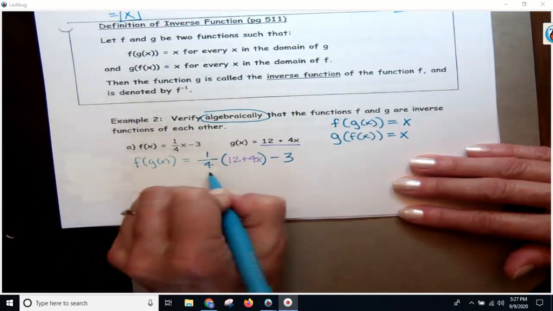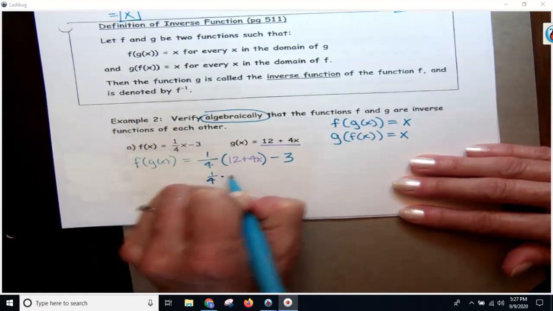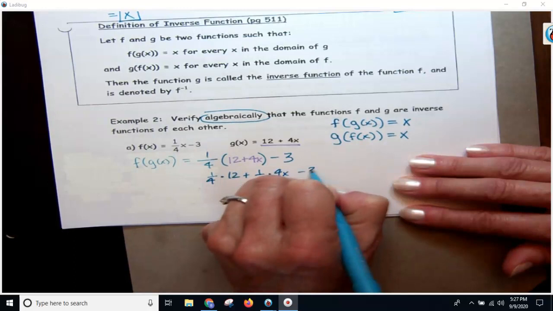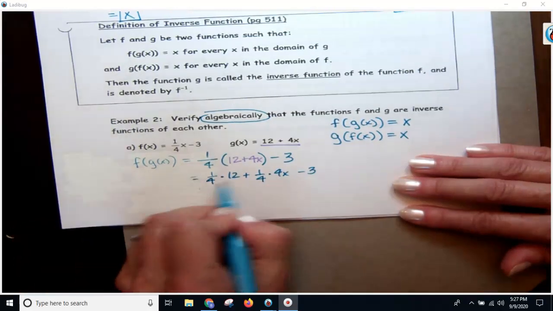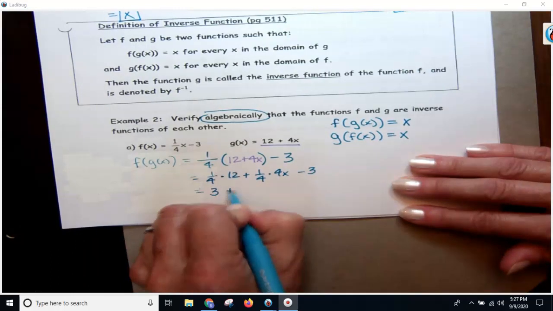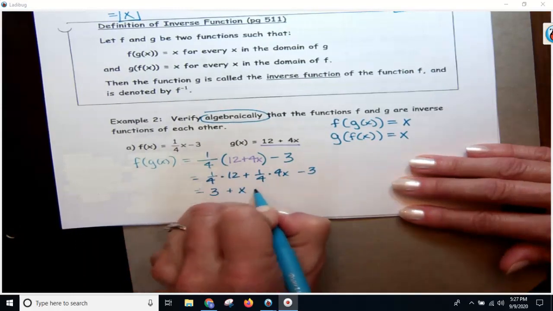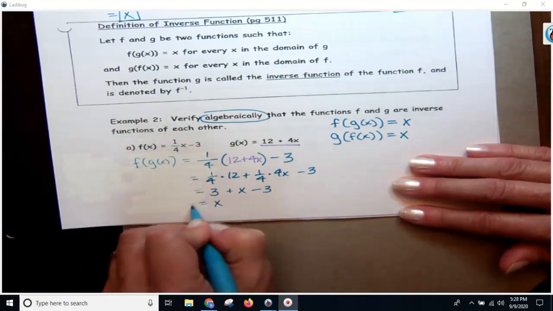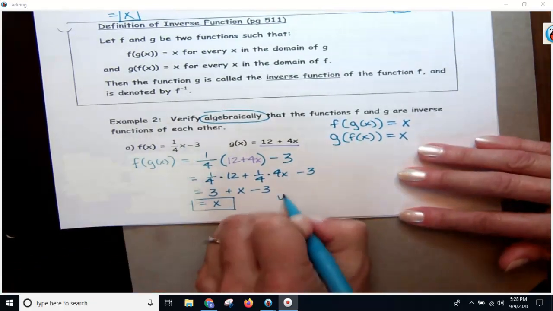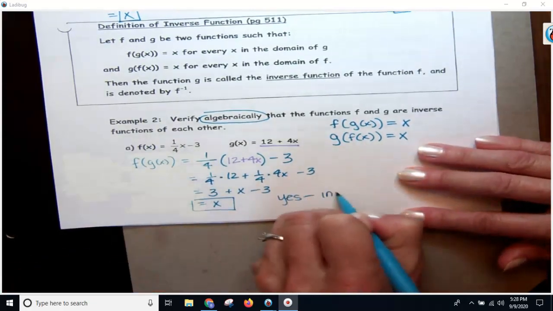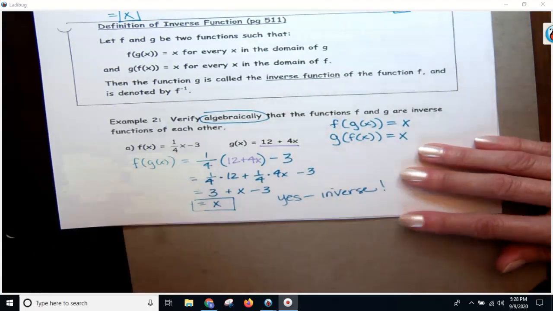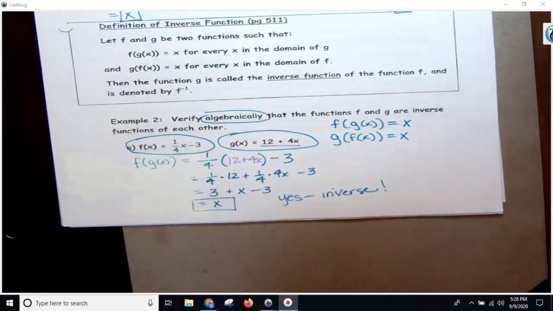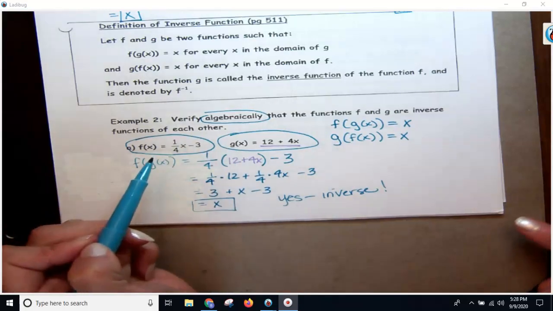And when I solve it, I would multiply this 1/4 times 12 plus 1/4 times 4x minus 3. And 1/4 times 12 is 3, plus 1/4 times 4x is x, minus 3. 3 plus x minus 3 equals x. So that shows me, yes, they are inverses of each other. Okay, so that means this equation and this equation are inverses of each other. And you could do it the other way too.